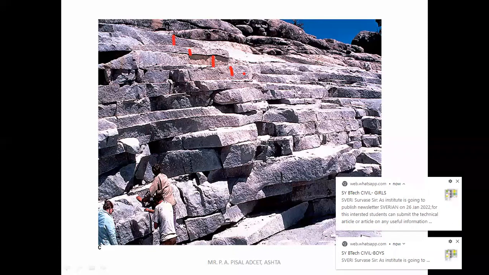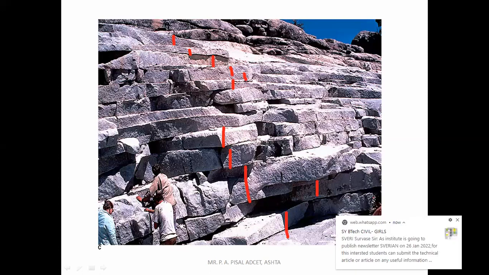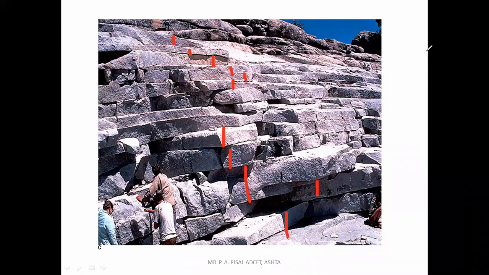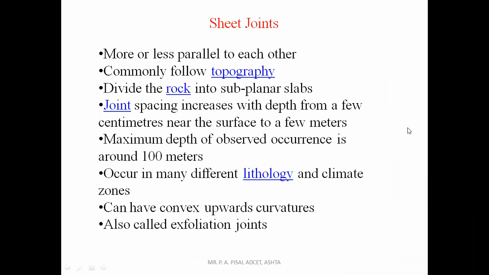Towards the top, the spacing between the joints is less, and look at the bottom, the spacing is larger. Okay. So when you look top to bottom, the top spacing is less and the bottom spacing, that is the thickness of the slabs, is increased towards the bottom. Maximum depth of observed occurrence is around 100 meters.